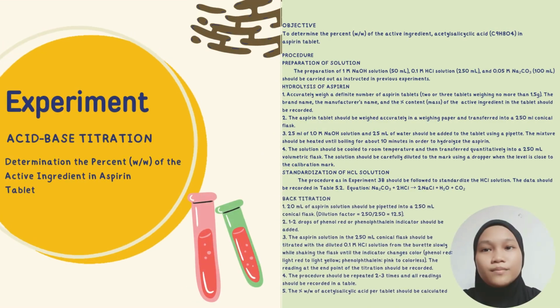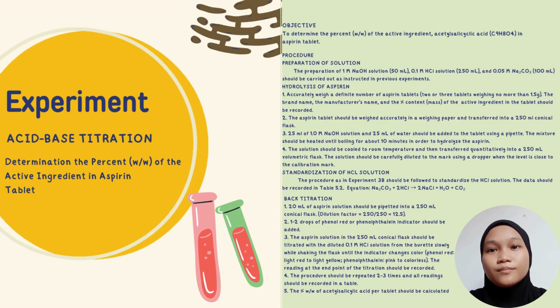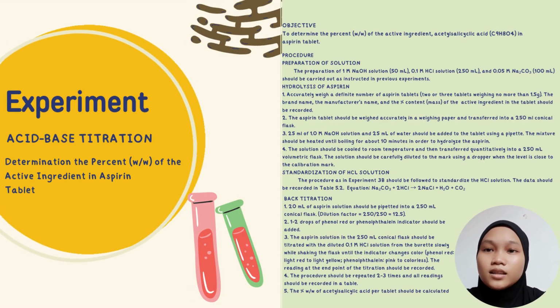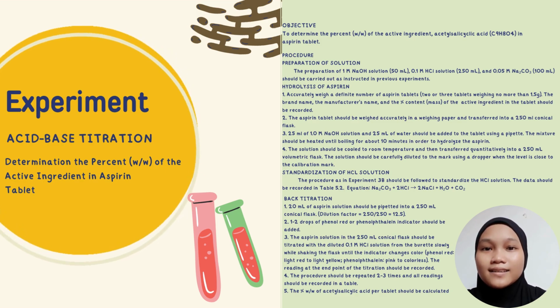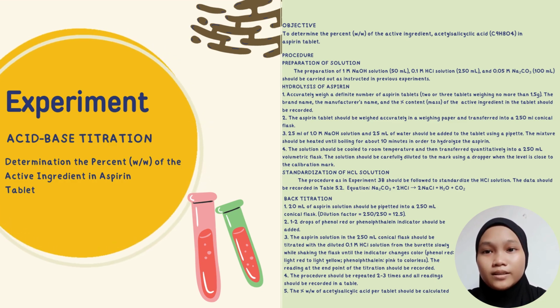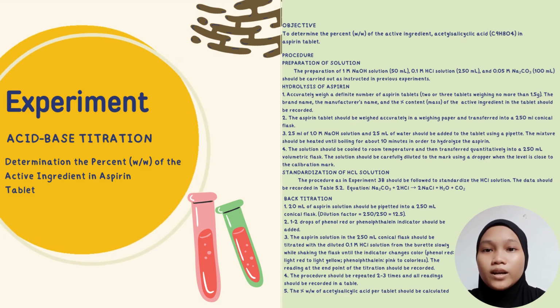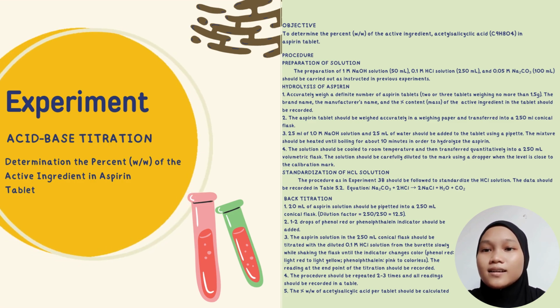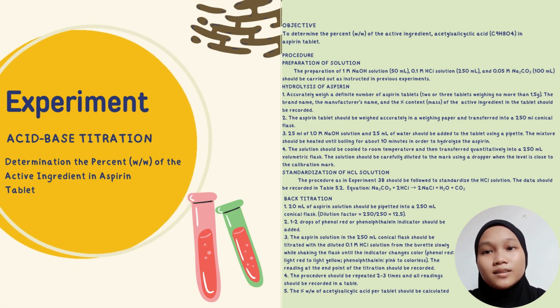Next is an experiment based on our topic, which is the acid-base titration experiment. The objective of this experiment is to determine the percent weight over weight of the active ingredient acetylsalicylic acid, C9H8O4, in an aspirin tablet. Next, we will look at the procedure. There will be 4 methods, which is preparation of solutions, where we need to prepare a 1 M NaOH solution, 0.1 M HCl solution, and 0.05 M Na2CO3 solution.